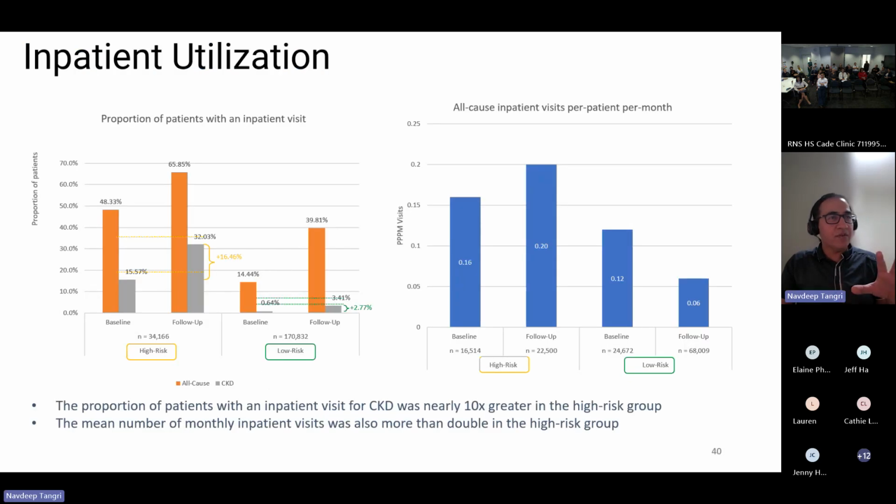And what is it all driven by? It's all driven by inpatient utilization. It's almost all hospitalizations. It's not really drugs. It's all driven by heart failure events and CKD progression.